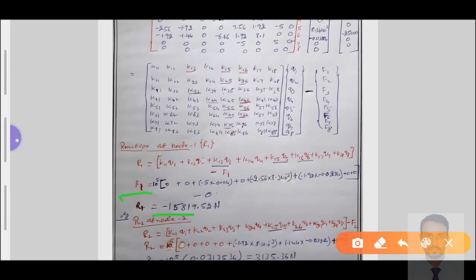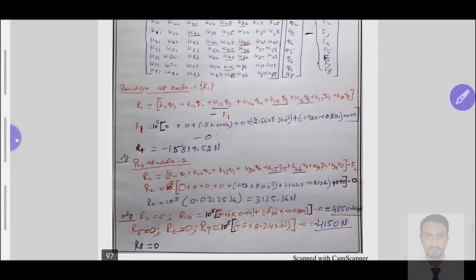R1 is equal to minus 15819.52 Newton. Similarly, here I have written a mistake. This one is not 2. This is also equal to 1 along the y direction. This is R2 at node number 1.